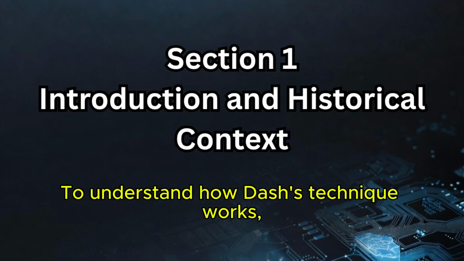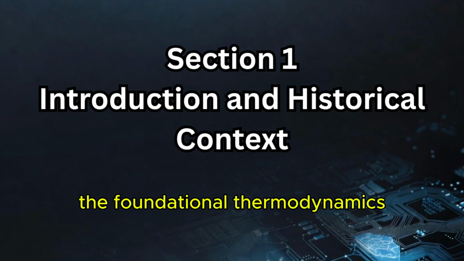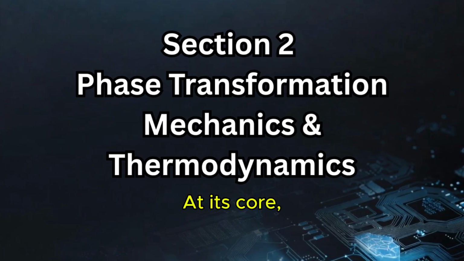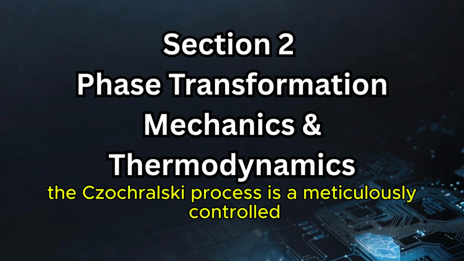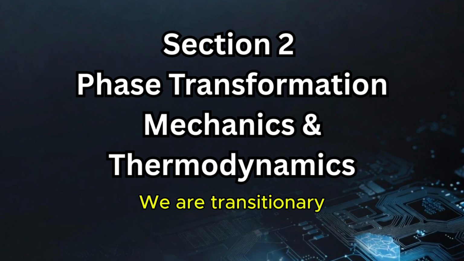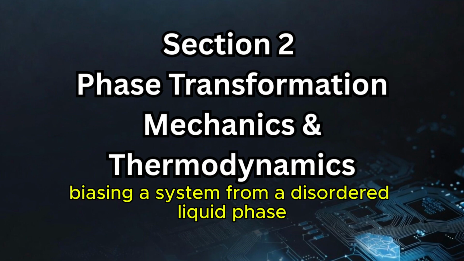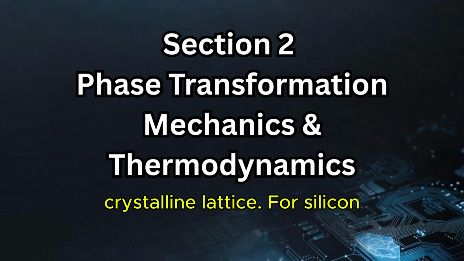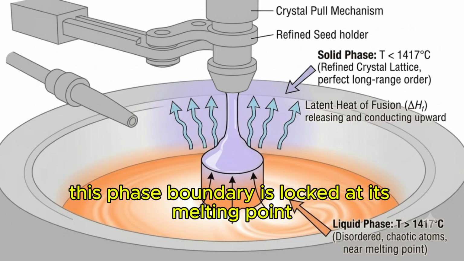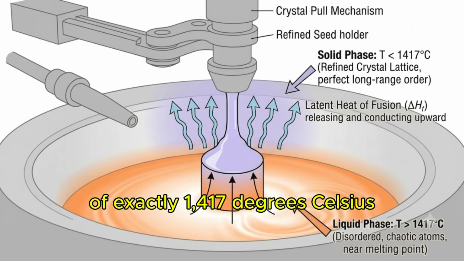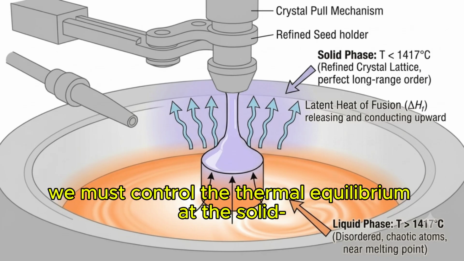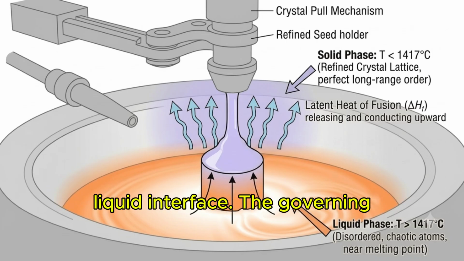To understand how Dash's technique works, we first have to understand the foundational thermodynamics that govern the boundary where liquid becomes solid. At its core, the Czochralski process is a meticulously controlled first-order thermodynamic phase transition. We are transitioning a system from a disordered liquid phase to a highly ordered solid crystalline lattice. For silicon, this phase boundary is locked at its melting point of exactly 1,417 degrees Celsius.